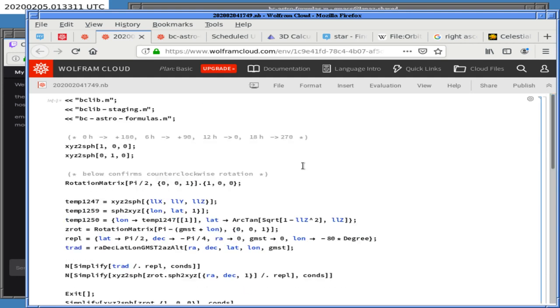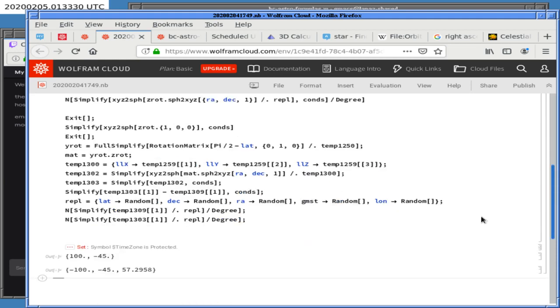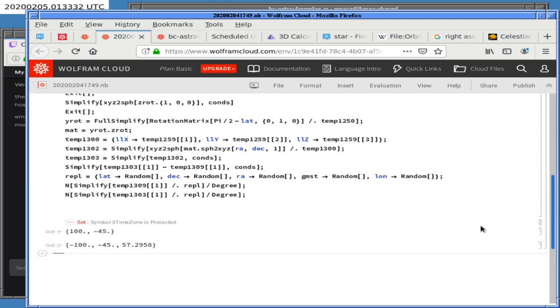but let's see how far off they are. I don't think they're plus and minus 180 degrees. If they are, then that is the same angle. And in fact, these might be plus and minus 180 degrees. No, they're plus and minus 100, clearly not the same angle.